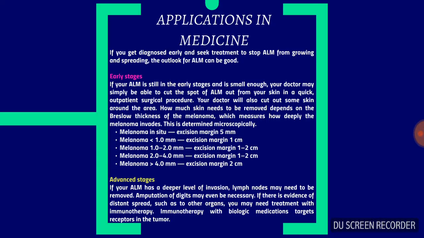Early stage. If your acral lentiginous melanoma is still in the early stage and is small enough, your doctor may simply be able to cut the spot of acral lentiginous melanoma out from your skin in a quick outpatient surgical procedure. Your doctor will also cut out some skin around the area. How much skin needs to be removed depends on the Breslow thickness of the melanoma, which measures how deeply the melanoma invades. This is determined microscopically.